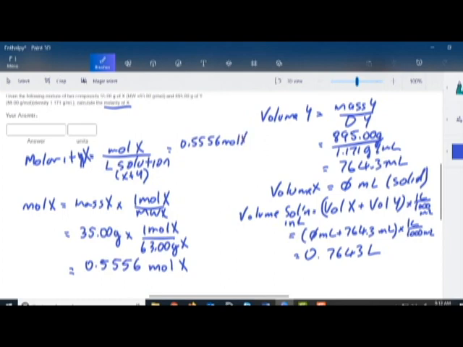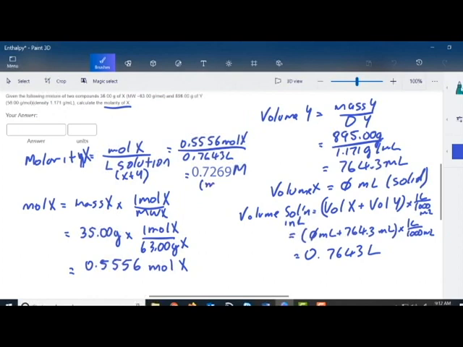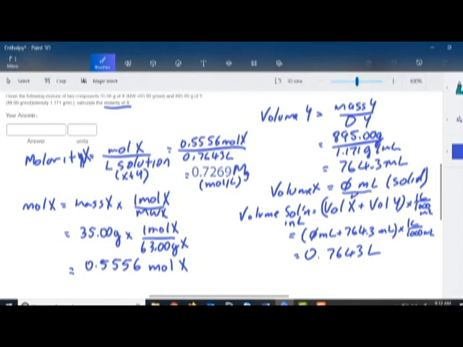Now to get the molarity, we'll plug in the moles of X that we found, 0.5556 moles of X divided by 0.7643 liters, which is going to come out to be 0.7269. And the unit there is big M, or if you want, moles per liter, which is going to be the same thing. Now keep in mind that the volume of X is not always going to be 0. It is in this case because it's a solid, but if X is a liquid, then this needs to be accounted for here as well.